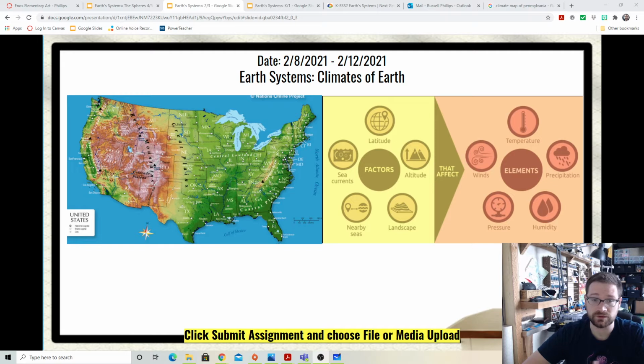For example, New Mexico is a hot climate, and it's mostly desert, as opposed to if you go to a state like Pennsylvania, where I'm from. Pennsylvania is a temperate climate.